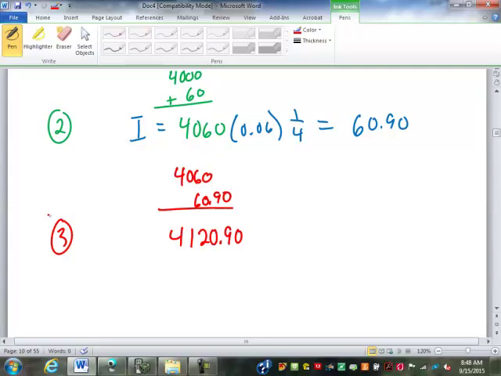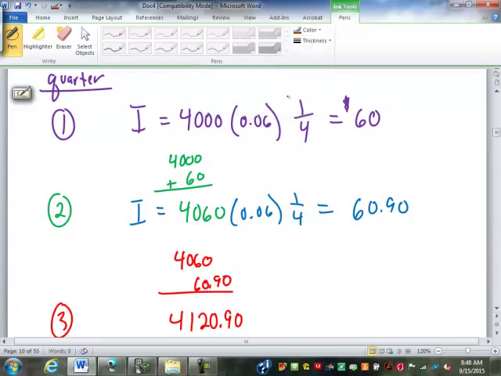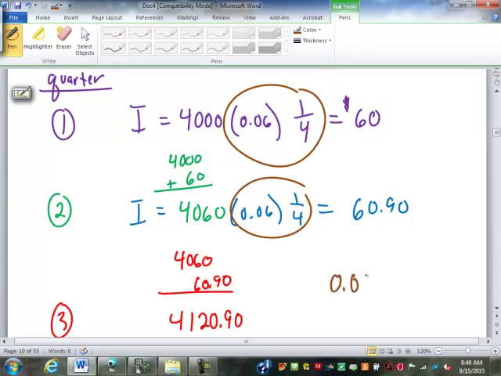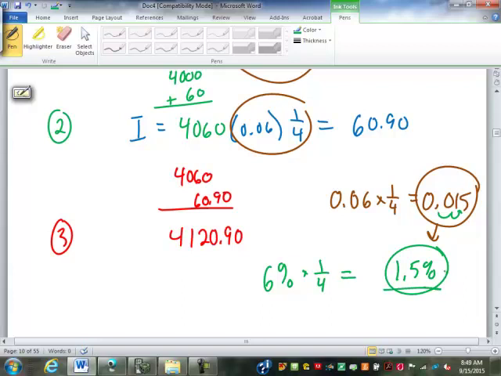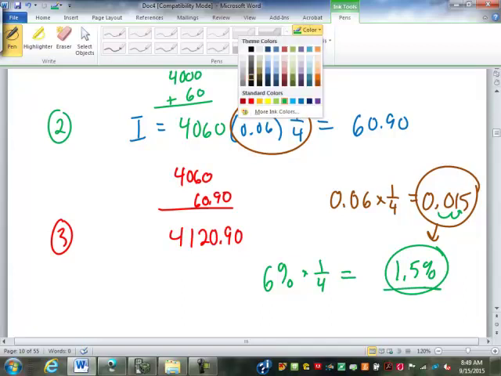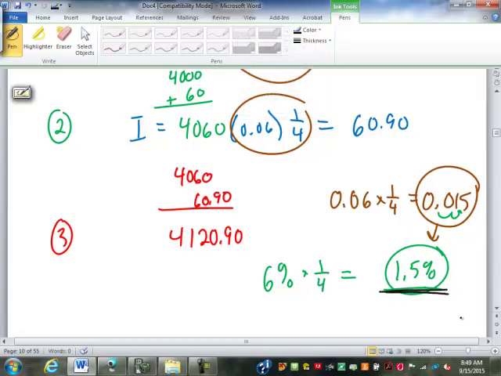Couple of things we're going to observe here. First of all, every time we're doing this 0.06 times 1/4. 0.06 times 1/4 is 0.015. In other words, what would that be as a percent? 15%. Careful, move the decimal just by 1, so 1.5%. Now this makes sense. If it's 6% per year, and I'm going every quarter, 1/4 of 6% is 1.5%. So every period, we're gaining 1.5%.